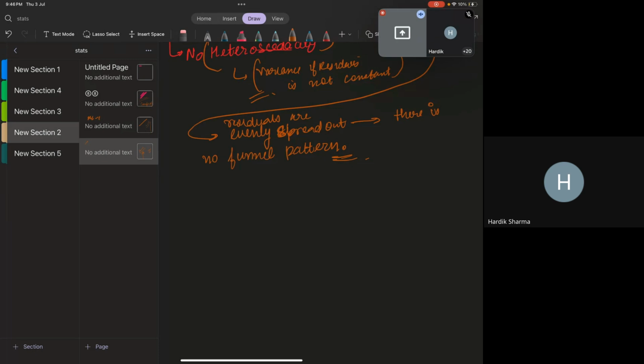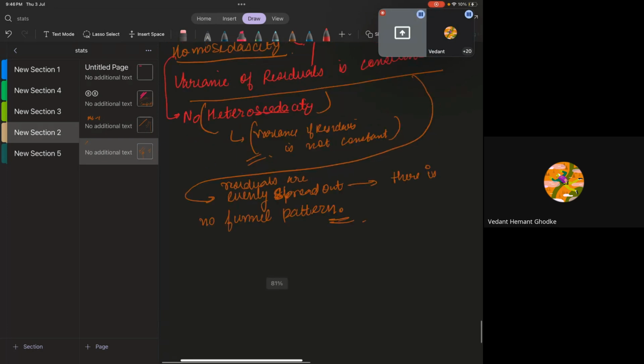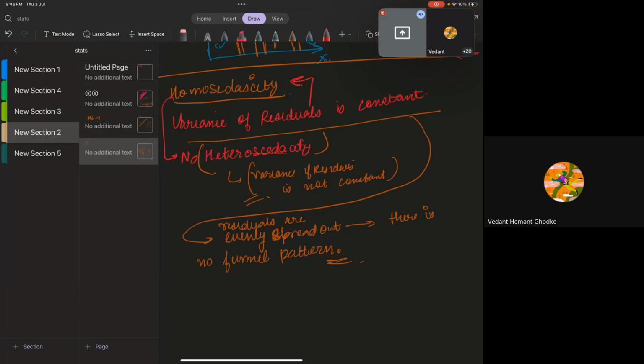Okay. It shouldn't be clear. Heteroscedasticity means variance is not constant, and the assumption is no heteroscedasticity. Opposite to heteroscedasticity means homoscedasticity. And yes, homoscedasticity should exist. Homoscedasticity means variance of residuals is constant. Opposite.